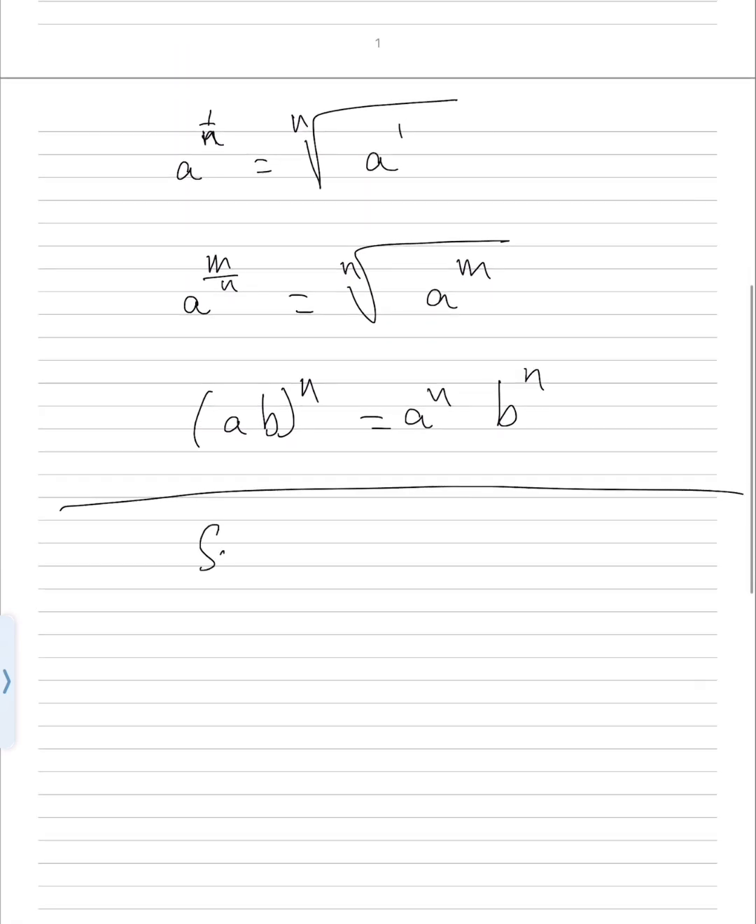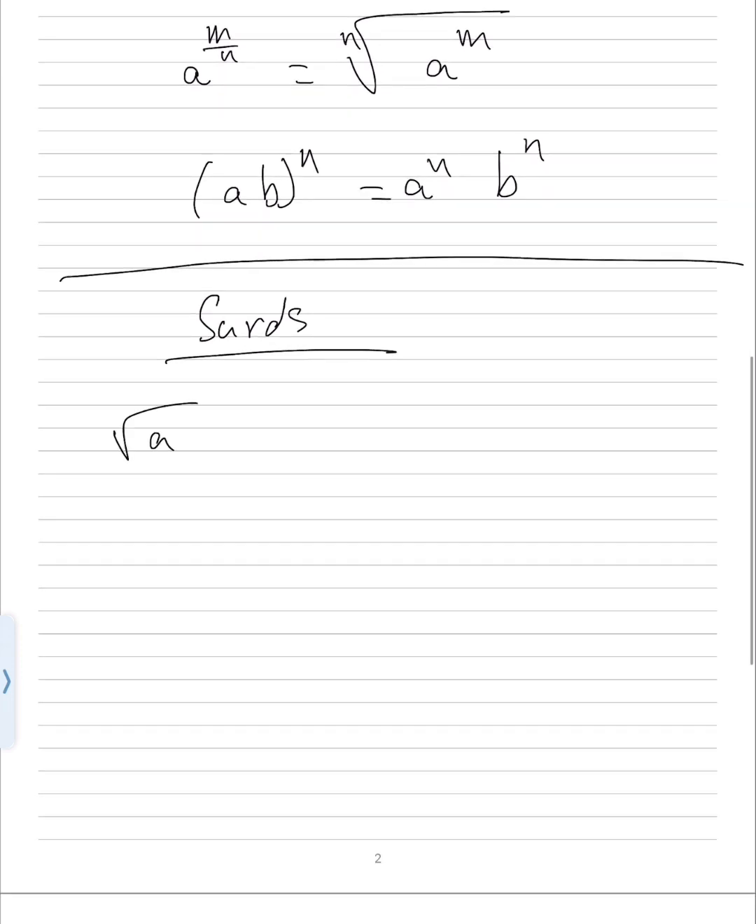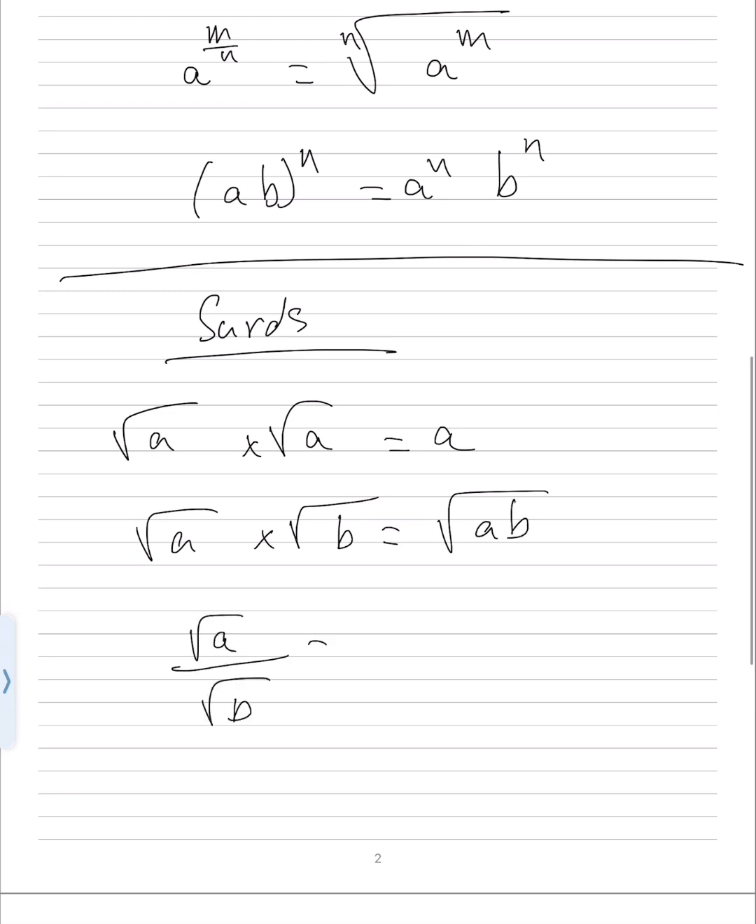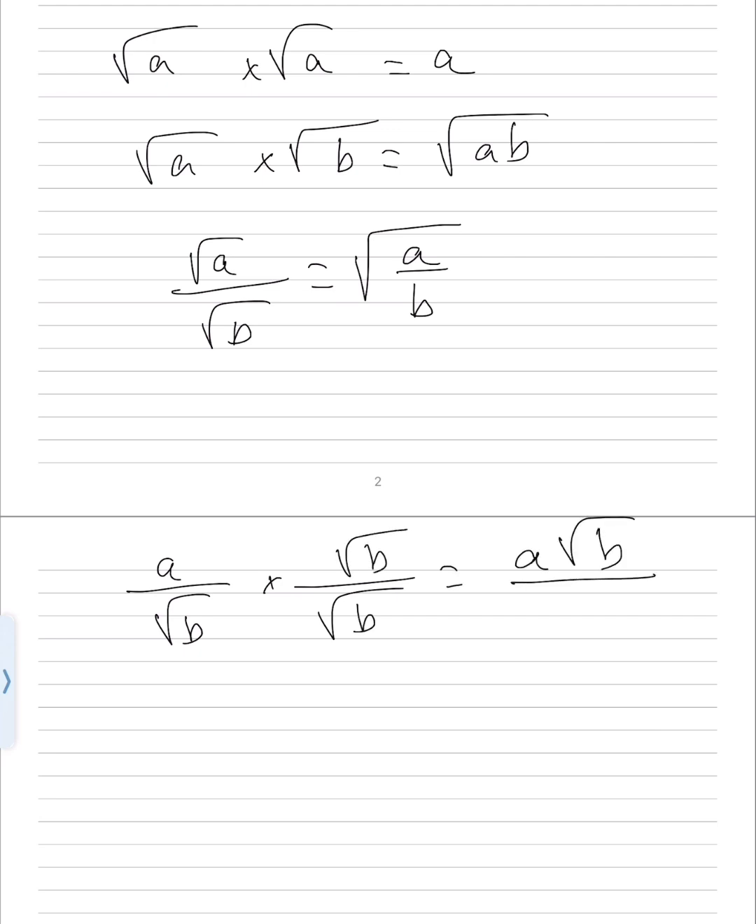Now surds. For surds, if we have root a times root a, this is equal to a. Root a times root b is root ab. Root a over root b is root of a over b. Now rationalizing the denominator, if we have a surd in the denominator, like in this case, we have to multiply by root b up and down, we get a root b over b.